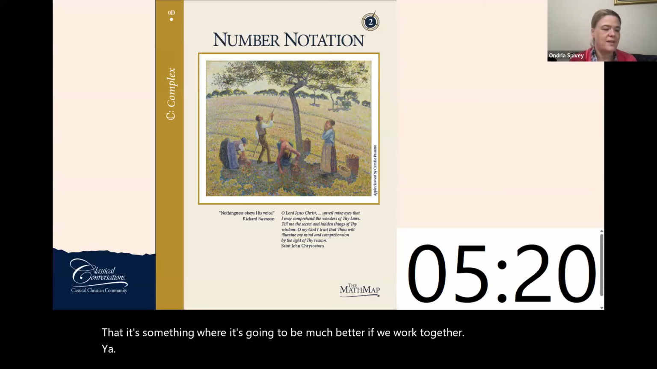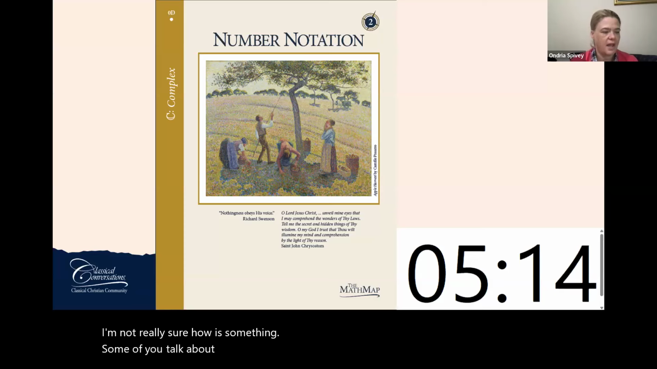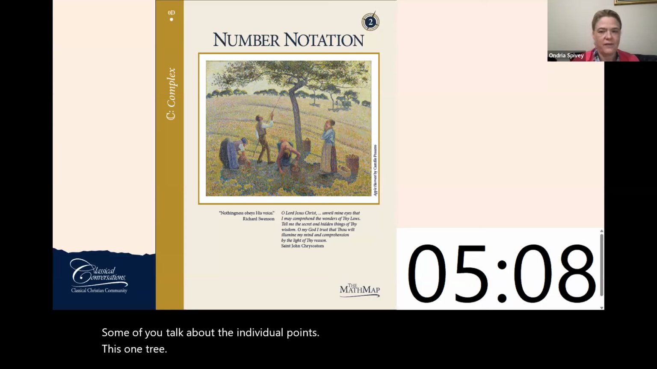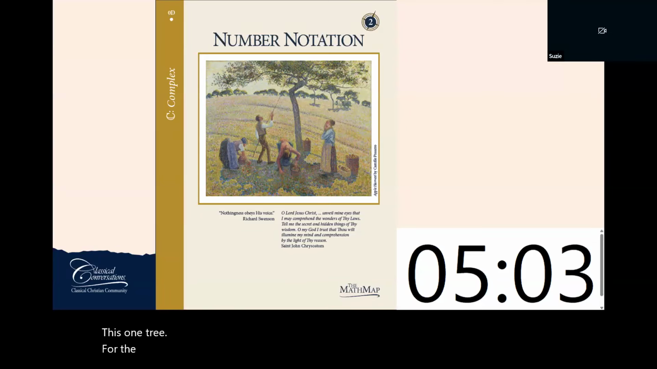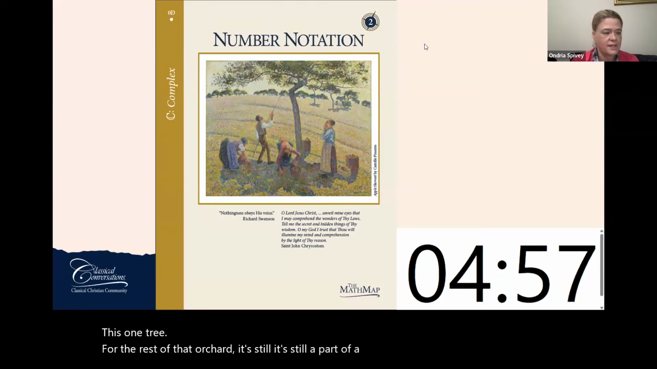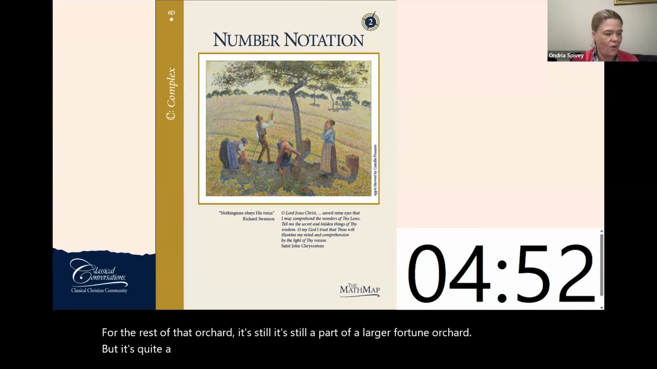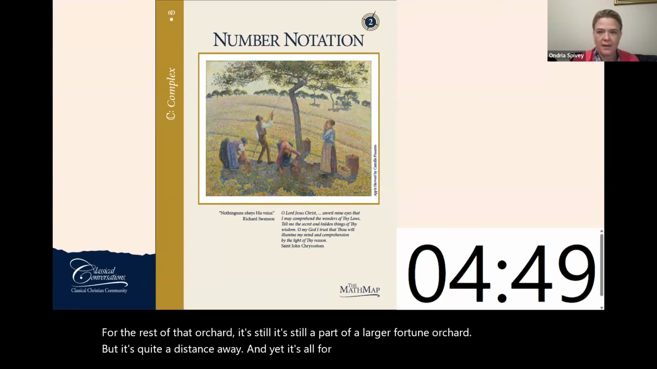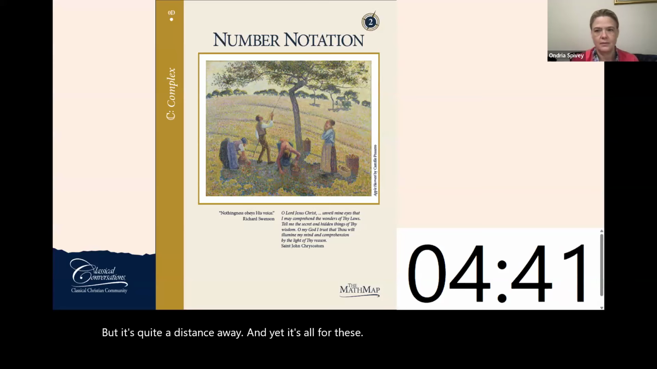I'm not really sure how it's mathematically significant, but just hearing some of you talk about the individual points coming together, this one tree appears like it's very far. It's pretty separated from the rest of that orchard. It's still a part of a larger orchard that's obviously going to produce a larger crop, but it's quite a distance away. And yet all 4 of these harvesters have come over to where this particular tree is. So it stands apart, but it's still part of the whole. I like that.